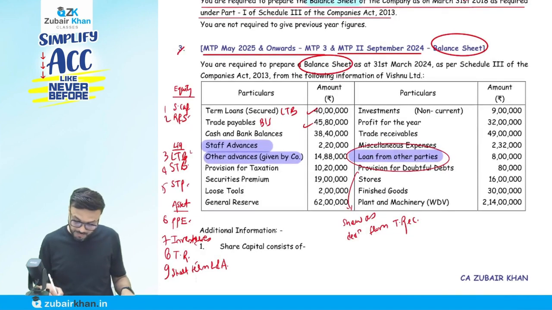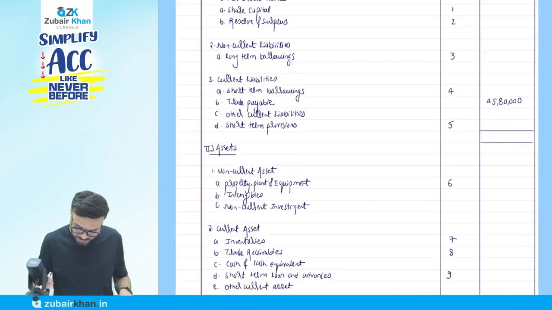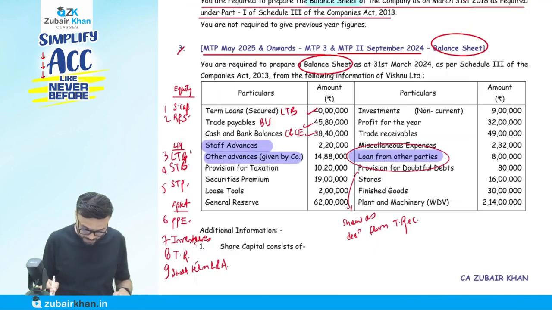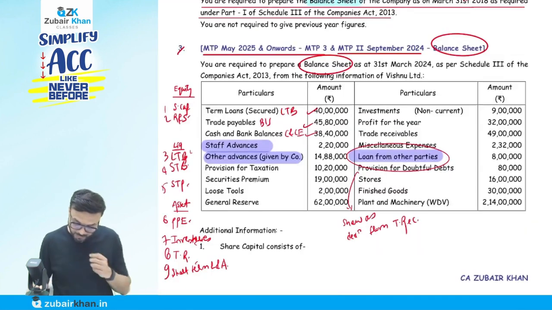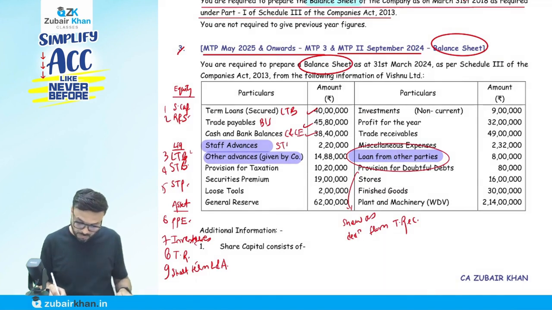Then we have cash and bank balance. It will go to cash and cash equivalent. Very simple question, but you have one new adjustment I will discuss with you. 38 lakh 40,000, so cash and cash equivalent directly in the balance sheet. Simple. Then we have here staff. It is already mentioned in the question. It's the short-term loans and advances.